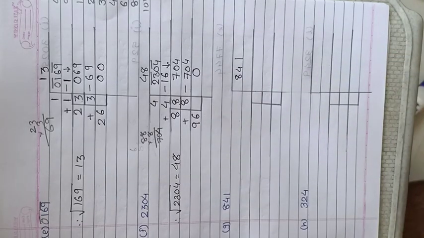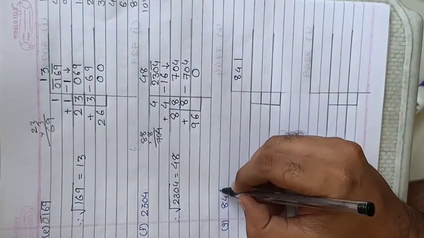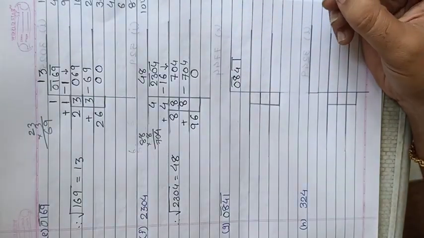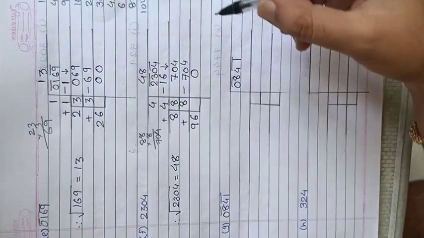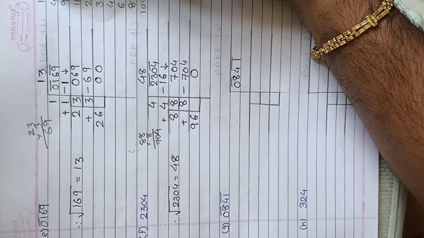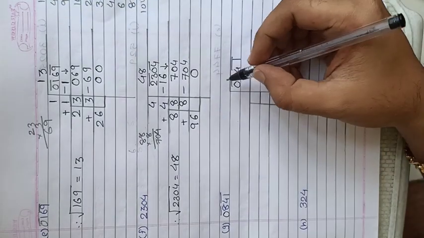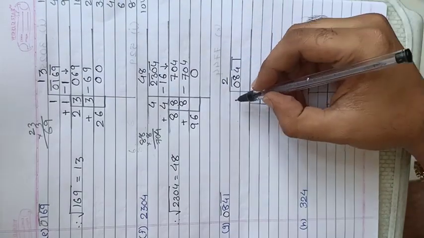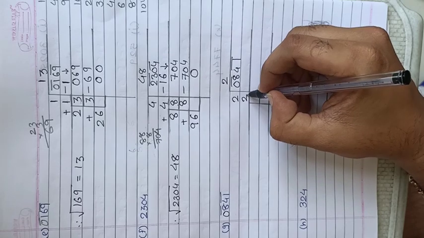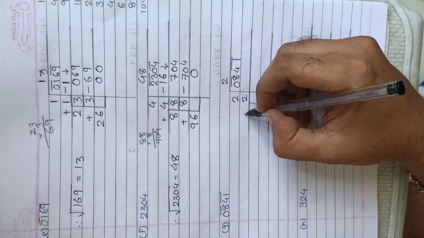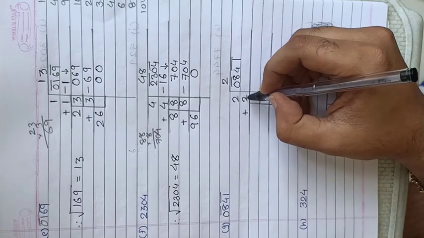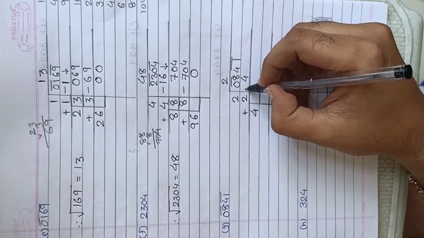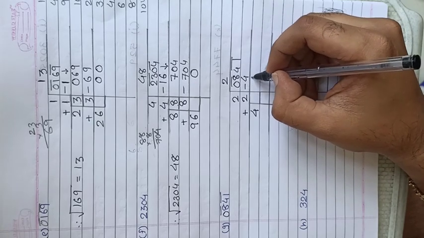The next one, 841. So first of all, the periods are 41 and 08. Now 08, the number less than 8 which is a perfect square. The answer is 4 and its square root is 2. So how many times will you write 2? 3 times. One time, second time, third time. Which sign do you have to write here? Addition sign. Now 2 plus 2 is 4, and 2 into 2 is 4. 8 minus 4 will be 4.